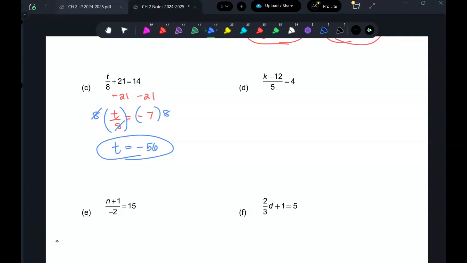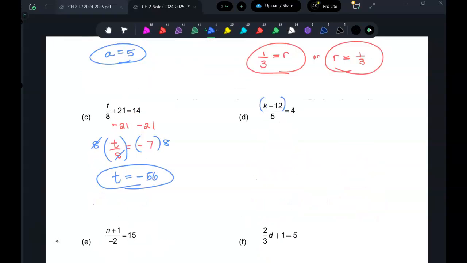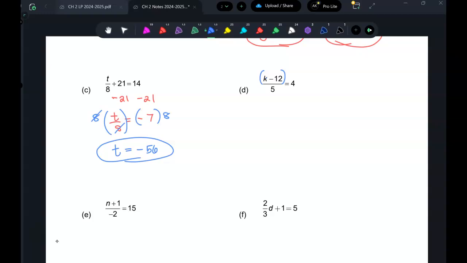Okay, D, I have k minus 12 all divided by 5 is equal to 4. Now, normally we would take care of the addition or subtraction first, but this time it's the whole thing. We treat k minus 12 all as one part. So we want to get rid of the 5. While we normally do addition first, we work backwards from PEMDAS. In this case it's the whole thing, k minus 12 over 5. So first thing we want to do is multiply both sides by 5.